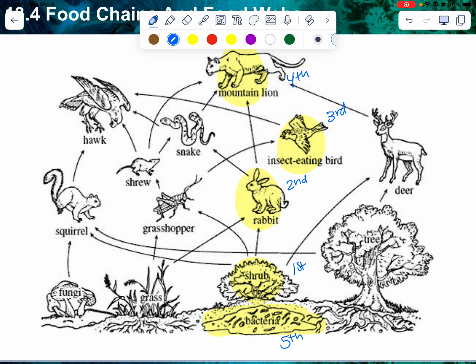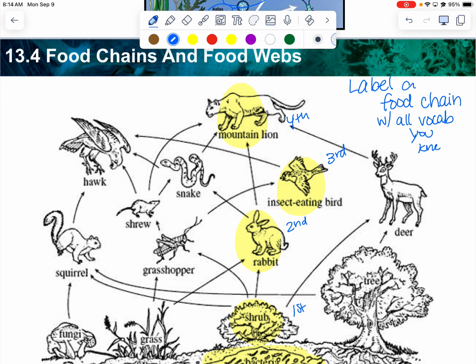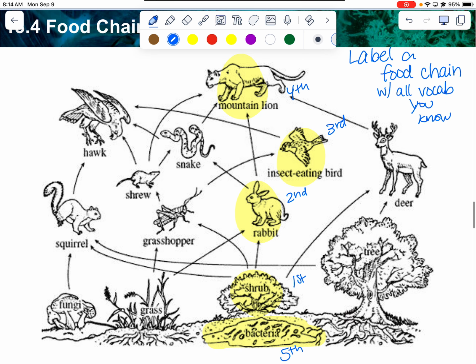Okay. So I want you to take a highlighter and I want you to highlight, let's go ahead and highlight another food chain. Let's start with the grass. Go ahead and start with the grass and highlight another food chain for me and label it. Label a food chain that I didn't do already with all the vocab you know. Let's go there. Okay. I'm going to give you like a minute because we don't have a lot of time.